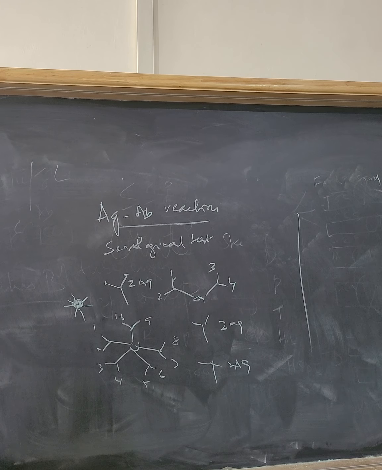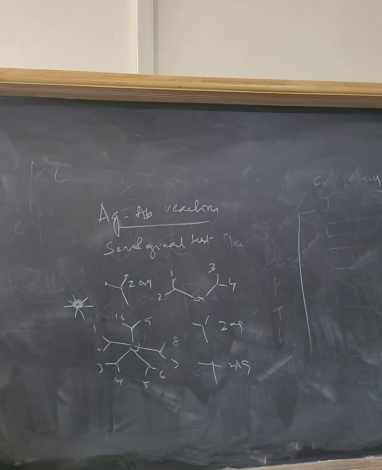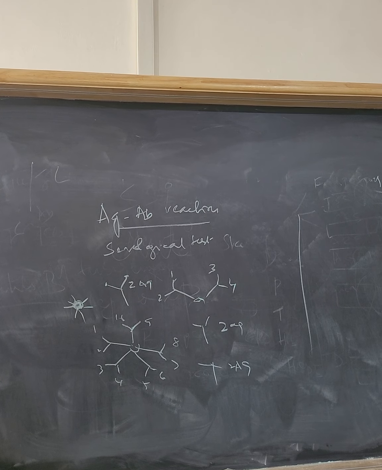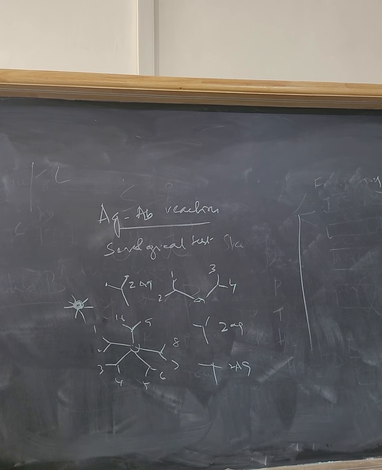So repeat with me. Antigen is multivalent, whereas IgG has got 2 antigen combining sites. IgA has got 4 antigen combining sites. IgM has got 10 antigen combining sites. IgE and IgD have got 2 antigen combining sites.